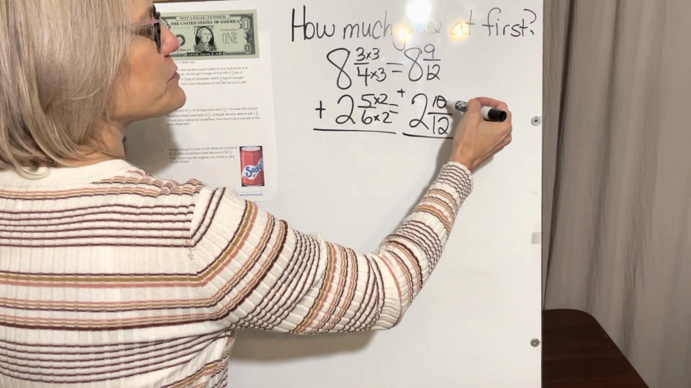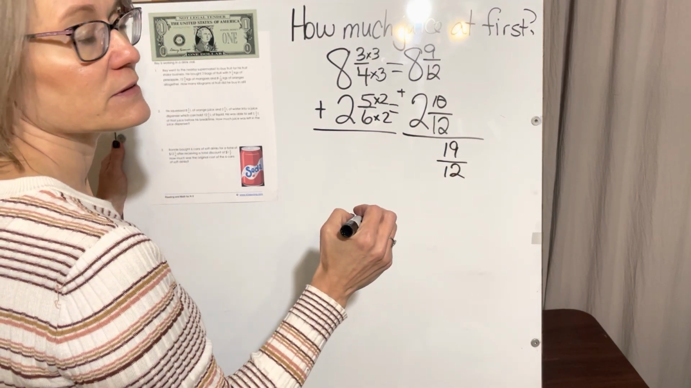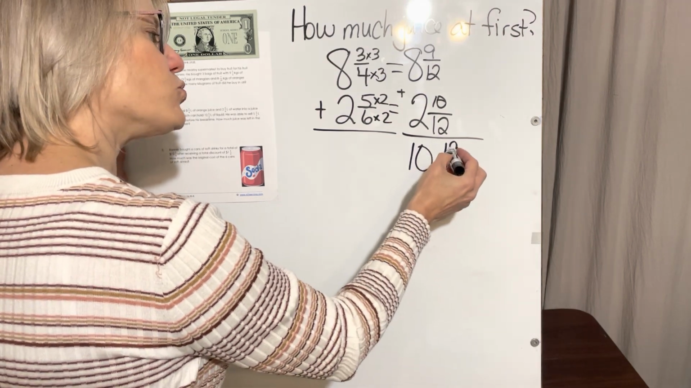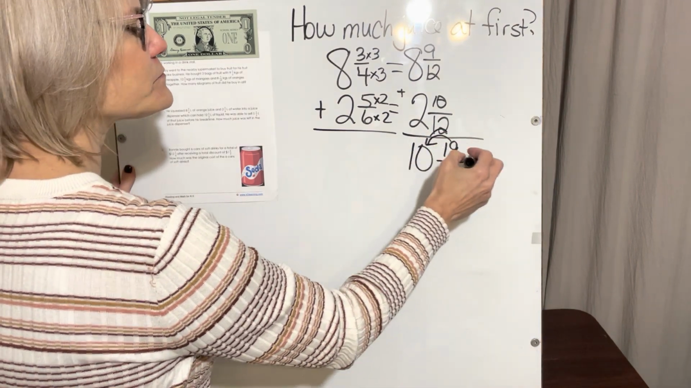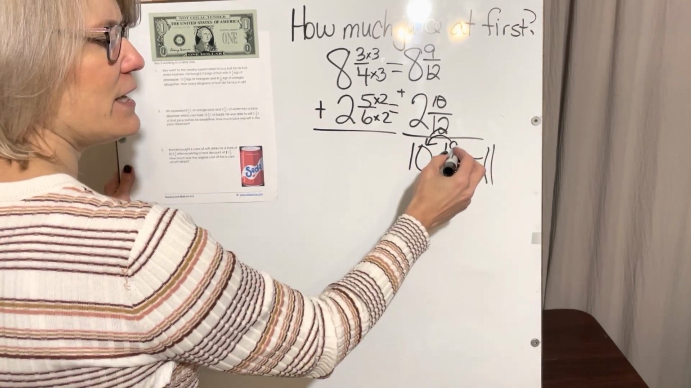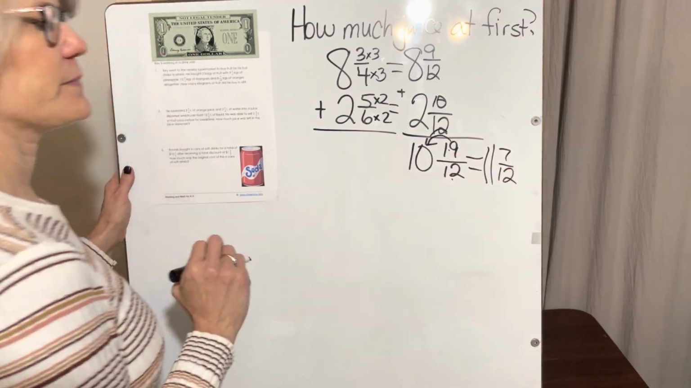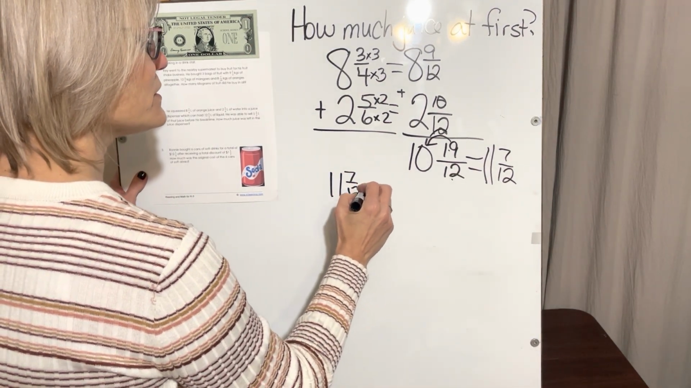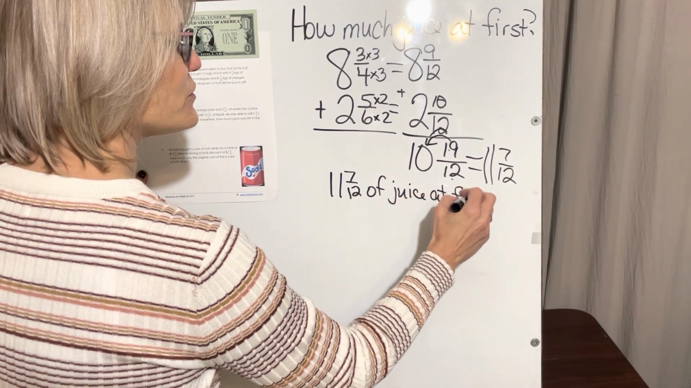So I've got 9 12ths plus 10 12ths, which would give me 19 12ths. Okay, 8 plus 2 is 10. So I need to go back into this because I've got a whole number in there, and I need to put it back into the whole number. So I've got 12 12ths that I take out, which would make this 11, and then subtract my numerator minus my denominator, which would give me 7 12ths. All right, so there are 11 7/12 liters of juice at first.